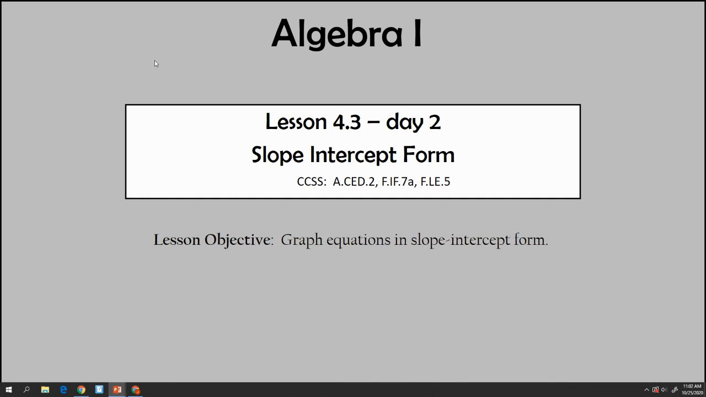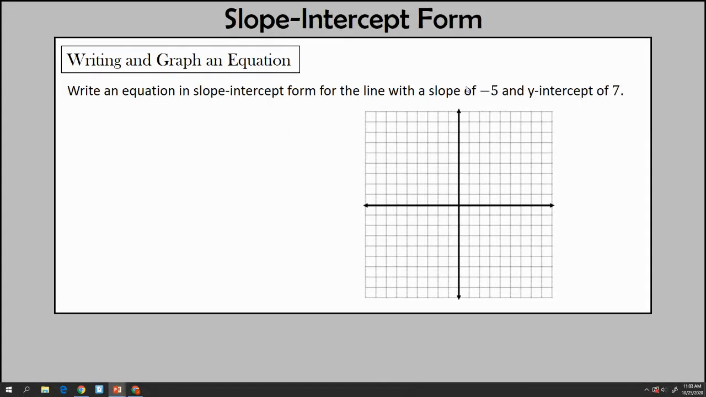All right, we're going to work today some more on lesson 4.3, which is working with slope-intercept form, both being able to write equations in that form and being able to graph a line using the slope-intercept form. One idea that I don't think we did the first day was what if they just tell us what the slope and the y-intercept are and ask us to write and graph the equation?